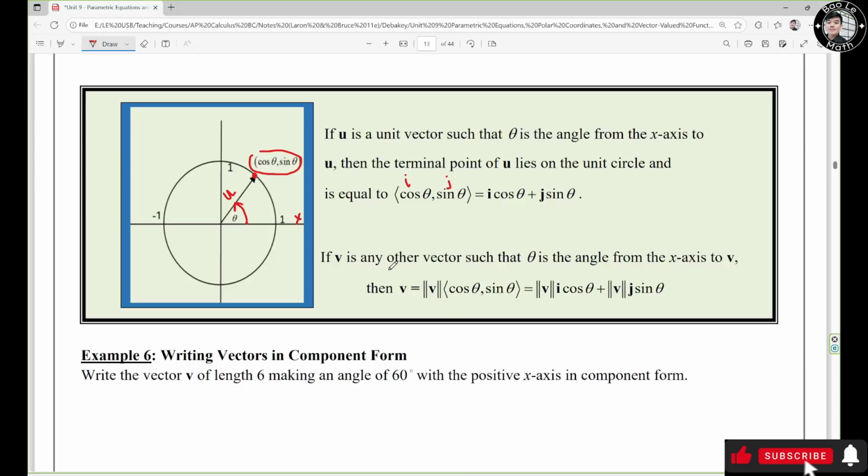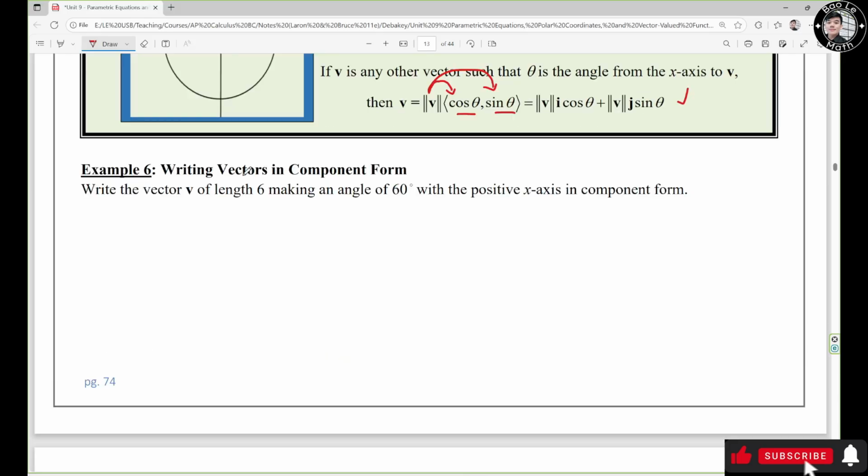If vector v is any other vector such that angle theta is the angle from the x-axis to vector v, then vector v is the magnitude of vector v times cosine theta, sine theta, right? And then you just distribute the scalar, right? And you will get this one, right?